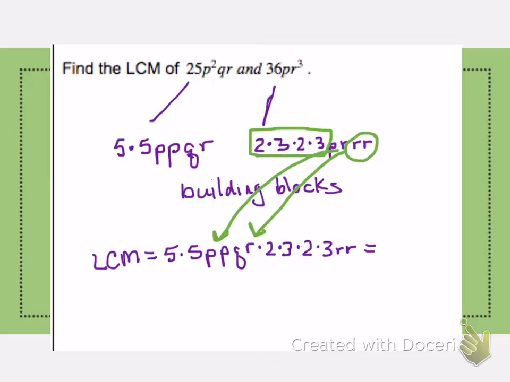So I need to put in 2 more r's for my LCM. And then for my LCM here, I need to multiply everything together. So I'm going to take my 5 times 5 times 2 times 3 times 2 times 3. Or basically, I'm really multiplying my coefficients of 25 and 36. So I get a coefficient of 900. And then I have 2 factors of p, or p squared. I have 1 factor of q. And I have 3 factors of r, or r cubed, or r to the third. And that is my LCM.